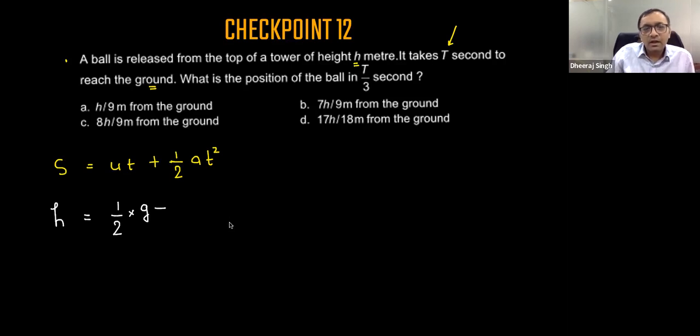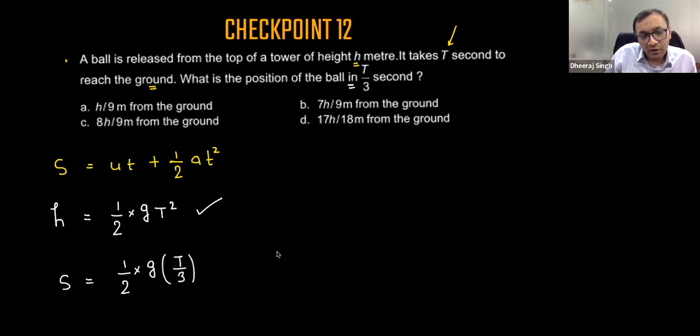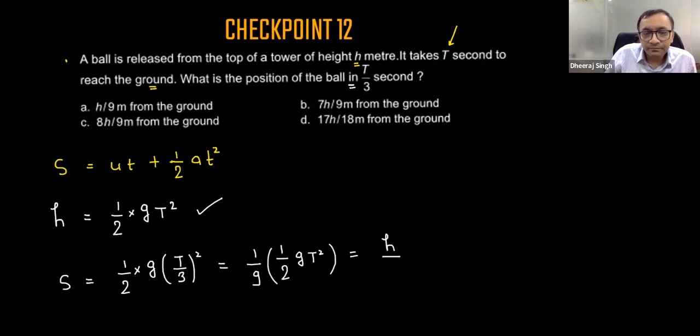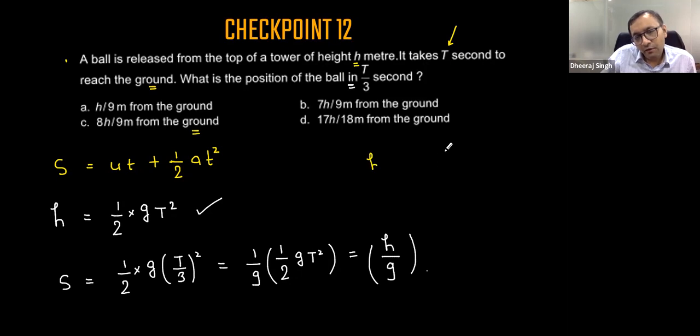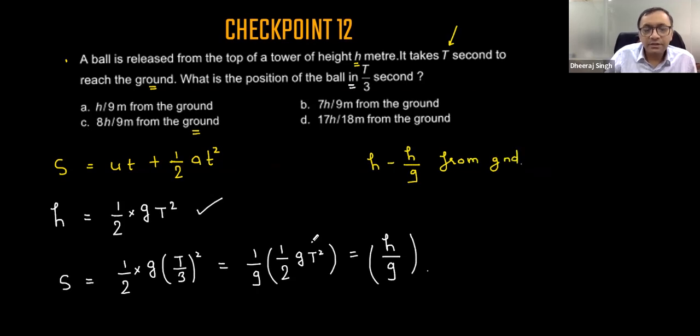So this is h. You need to find out what is the position of the ball at t by 3 seconds. So in t by 3 seconds, s is half g into t by 3 square. So that is 1/9 of half g t square, which is h by 9. h by 9 from the top or the bottom? From the top. So from the ground it is what? h minus h by 9 from the ground. That is 8h by 9.